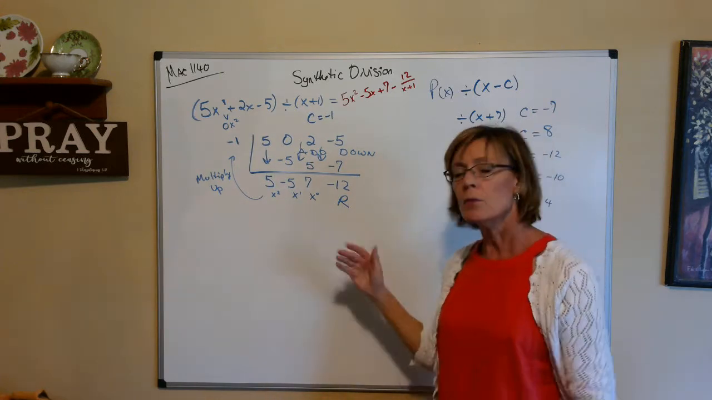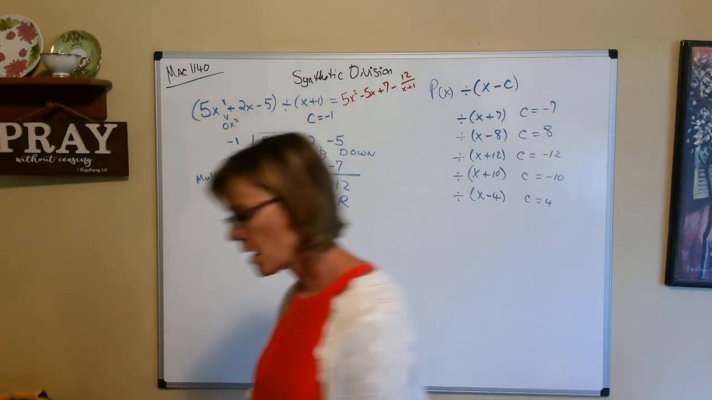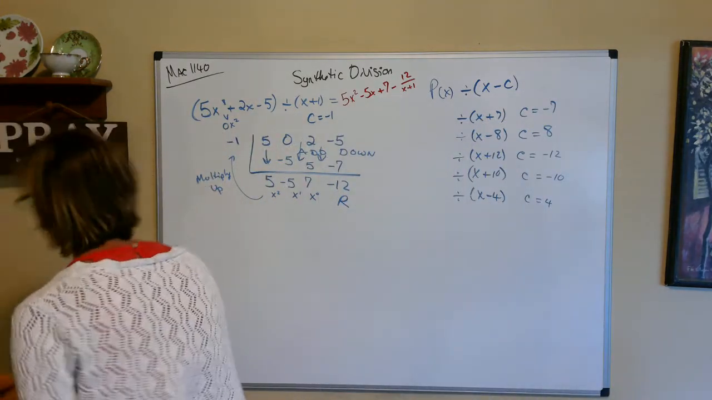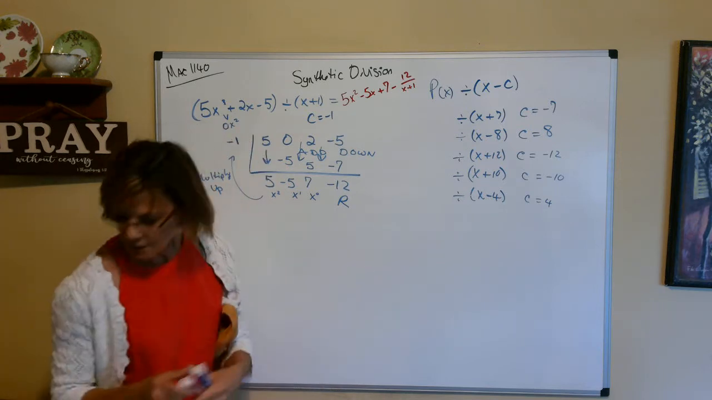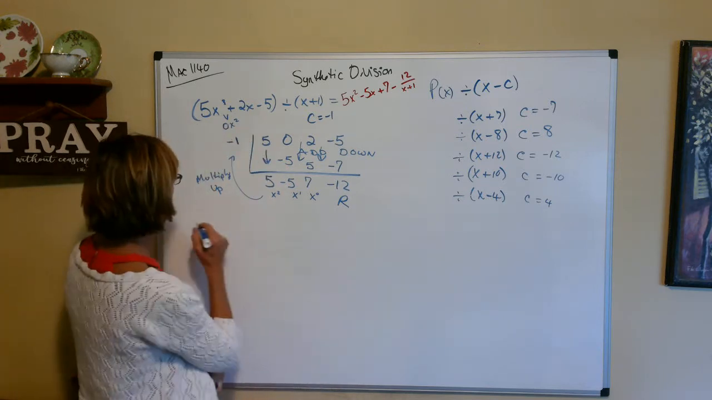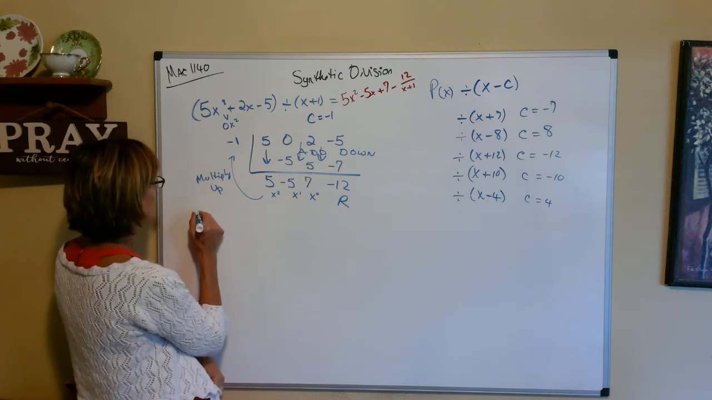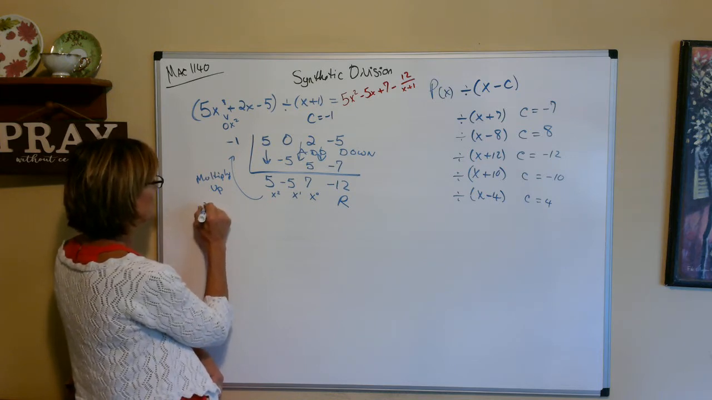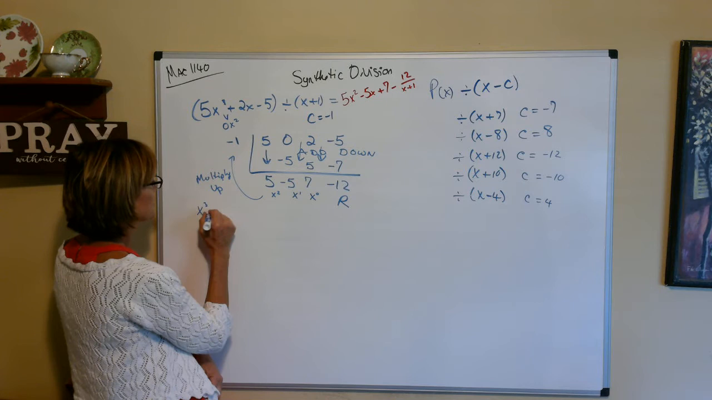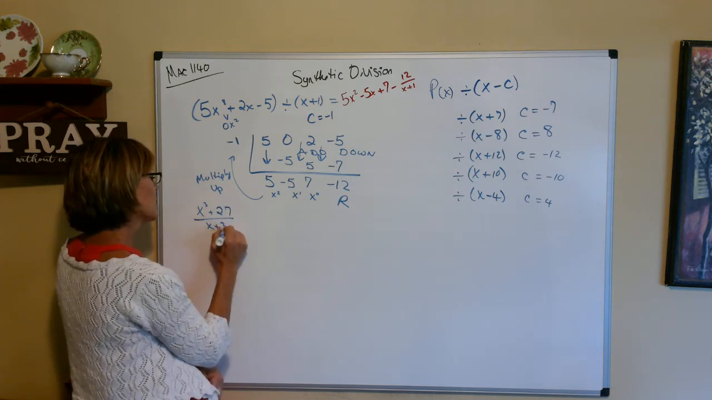We're just going to do a couple more synthetic divisions to make sure we're good at it. Then we will begin our remainder theorem and factor theorem that we need to see. Okay, so let us do another example. How about this? Let's use synthetic division to divide x cubed plus 27 divided by x plus 3.